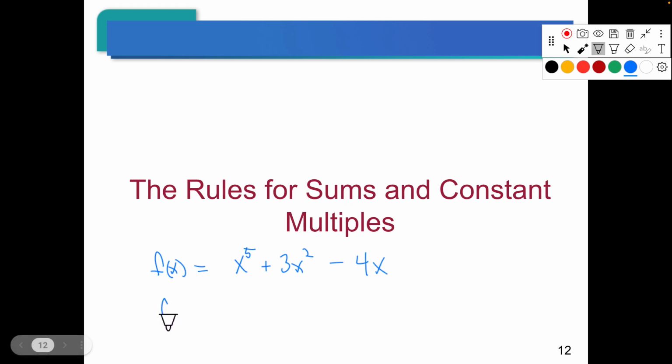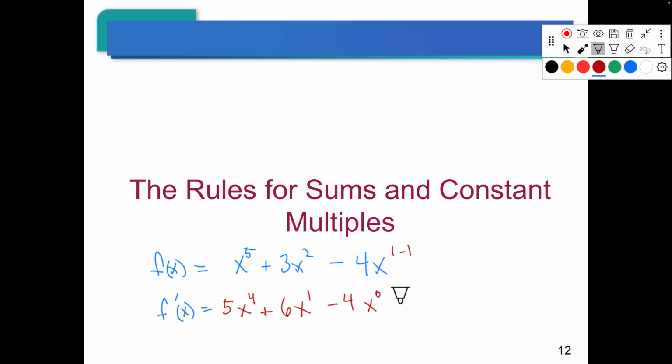So yes, to take this derivative, in each case, the 5 comes down, subtract 1, it's going to be x to the 4th. 2 comes down, 2 times 3 is 6. We're going to subtract 1, so that's x to the 1. What's the exponent here? It's 1, so 1 times negative 4, negative 4. Subtract 1 from 1, and what do we get? x to the 0. What's x to the 0? It's 1. So that's why the x will disappear from there.